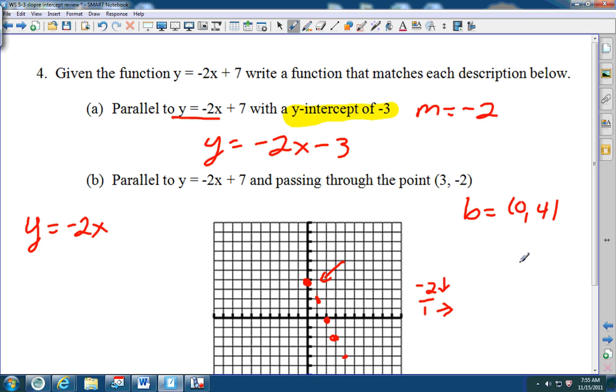Remember, you can do it by a graph, or you can build a table. Either way will get you the same answer. Using (3, negative 2), you would put in the slope of negative 2. Negative 2 times 3 is negative 6. What do you have to do to negative 6 to get to negative 2? Plus 4. It gives me the same thing whether I graph it or do a table. So my y-intercept is plus 4. That would be my equation.